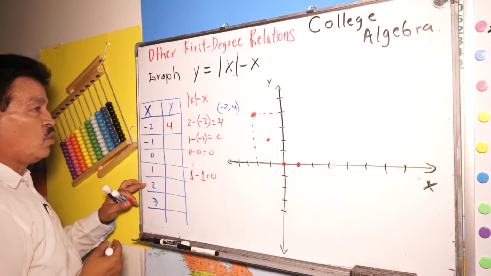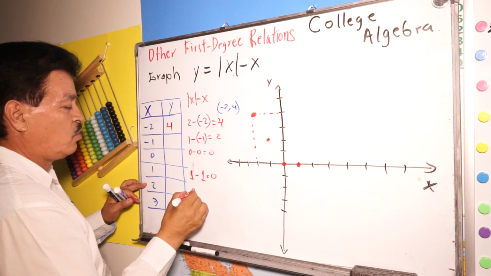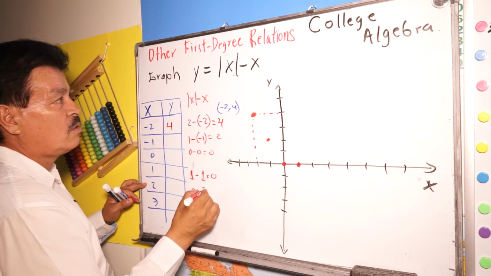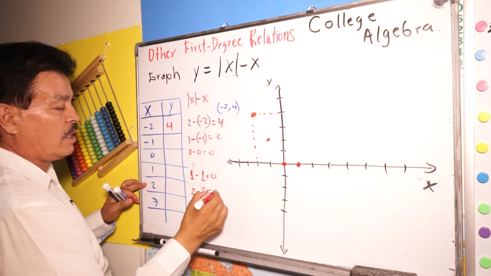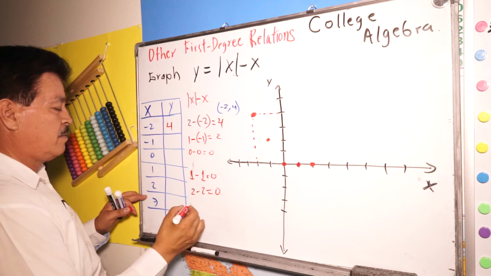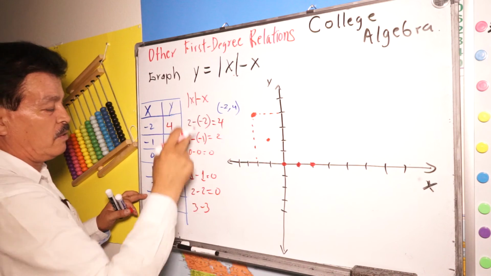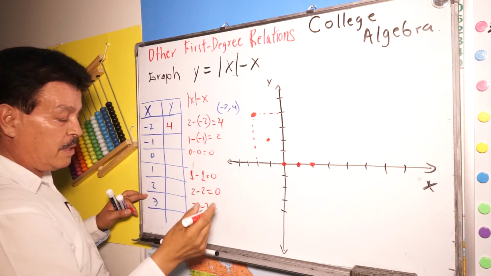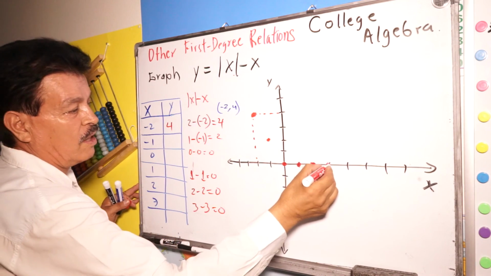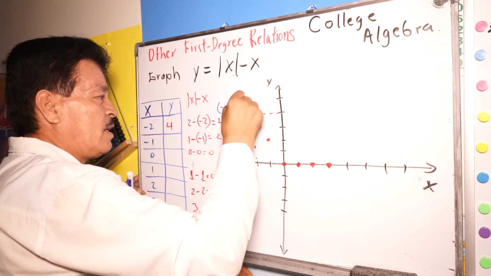The other point, 2. The absolute value of 2 is 2, minus 2. Minus 2 is 0, right? So 0 right here. Then x is 3. The absolute value of 3 is 3, minus 3 is equal to 0. So that's it, and so on. Our graph looks like this.